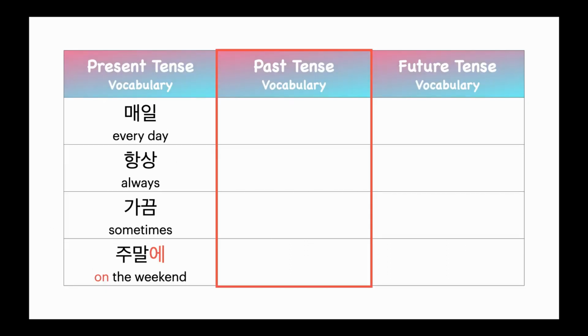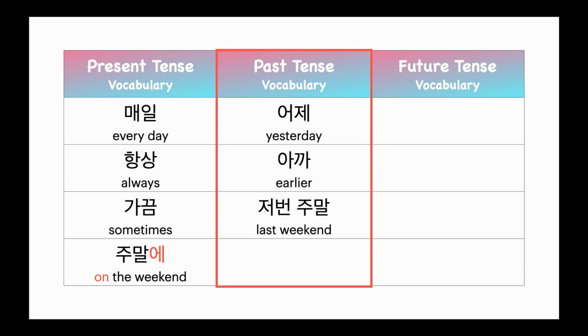Alright, let's go ahead and move on to past tense. So let's get 4 time adverbs in here. 어제, yesterday. 아까, earlier. 저번 주말, last weekend.